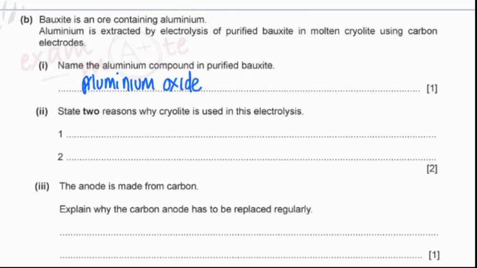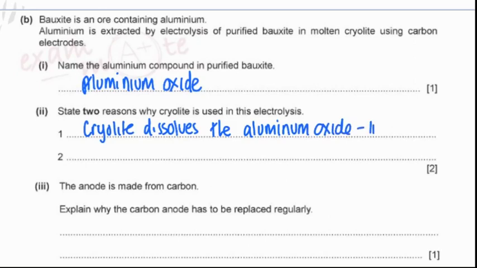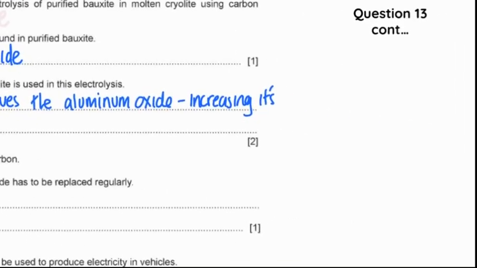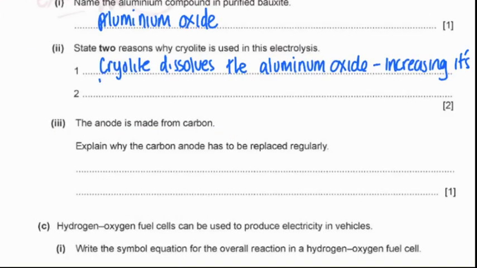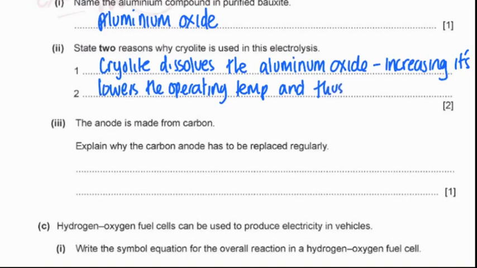State 2 reasons why cryolite is used in this electrolysis. Well, of course, the first one is that the cryolite dissolves the aluminium oxide and increases its conductivity. Also, it lowers the operating temperature and thus lowers cost or increases profit. It's better to say lowers cost though.